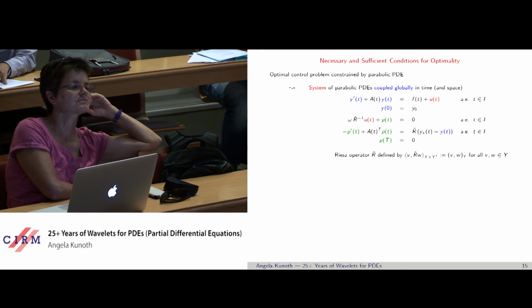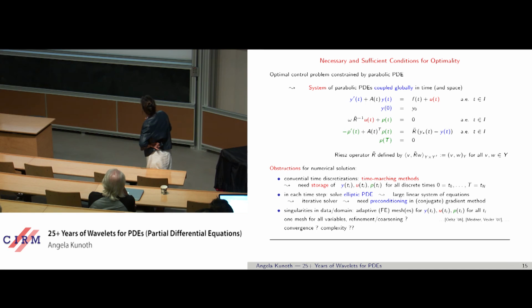These weak space-time formulations are particularly interesting, and particularly interesting is also that you have here a system of PDEs where you have a state of the system. By the optimal control part, you get a co-state and also a control. And if you have such a system of PDEs, it's interesting how you do adaptivity. So you still have this problem of in each time step to solve an elliptic PDE.